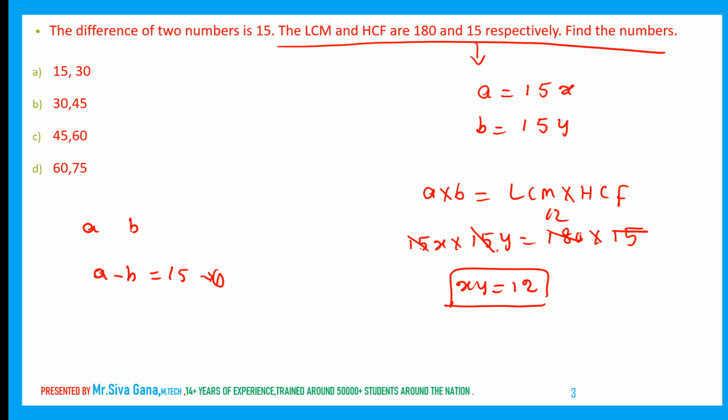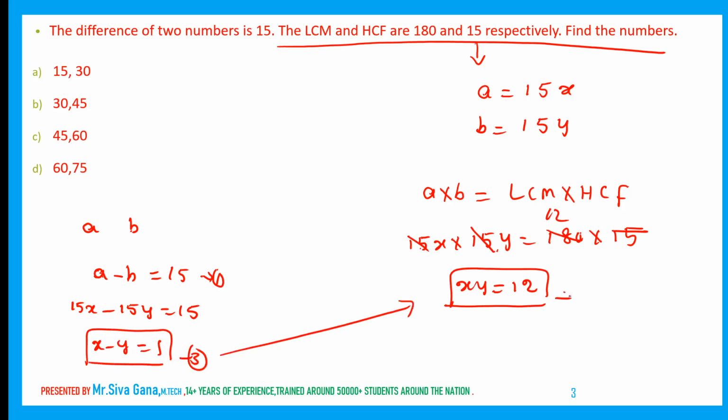A minus B is 15. A is 15x, B is 15y, which is nothing but 15, so x minus y is equal to 1. Let us say this is equation 3. Just apply your common sense between equation 2 and equation 3. Product is 12, difference is 1, which are nothing but 4 and 3. So x and y are 4 and 3. X is 4, y is 3. So the numbers are 15x, 15y. 15 fours are 60, 15 threes are 45.